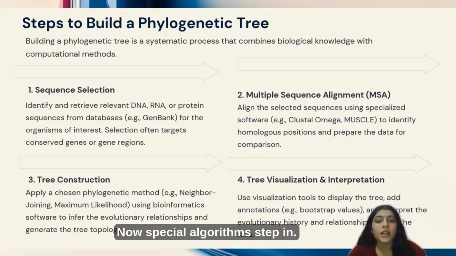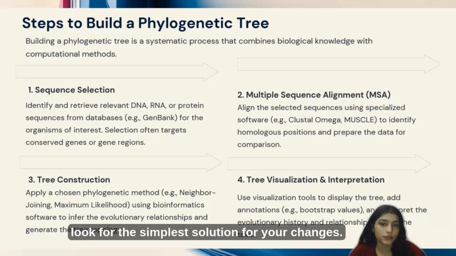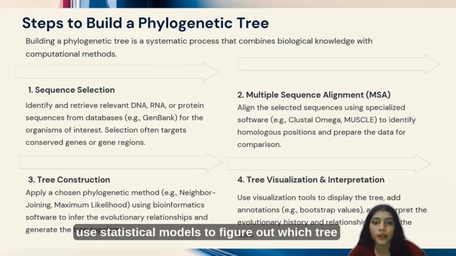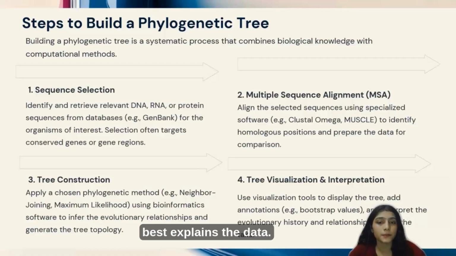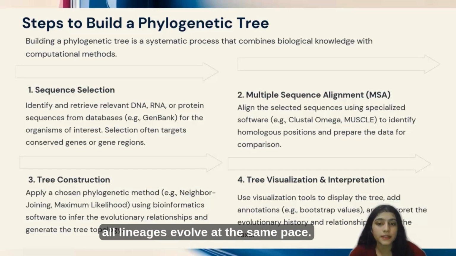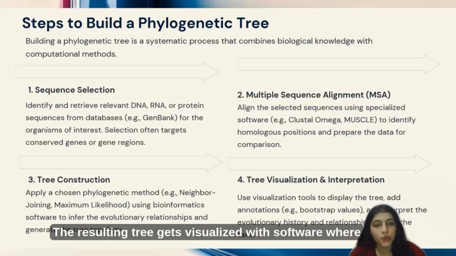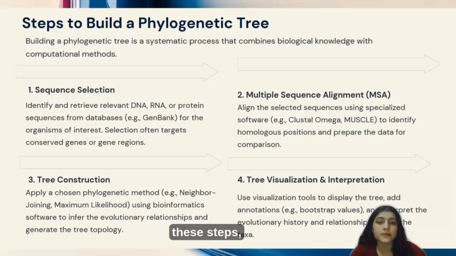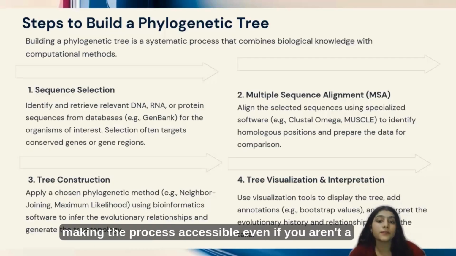Third, build the tree. Now, special algorithms step in. Some, like maximum parsimony, look for the simplest solution, fewest changes. Others, like maximum likelihood, use statistical models to figure out which tree best explains the data. Neighbor joining is super speedy and doesn't assume all lineages evolve at the same pace. Fourth, we visualize and interpret it. The resultant tree gets visualized with software where scientists look for key patterns. Are two species close together or did they split off eons ago? Software like MEGA and PhyML help with all these steps, making the process accessible even if you aren't a coding expert.